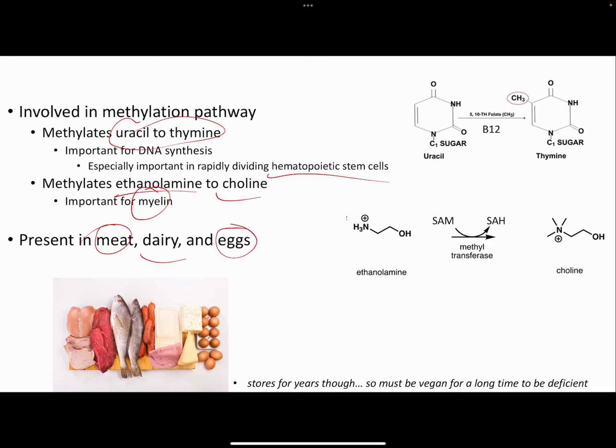Now, folate has only stores for a couple of weeks. You run out of folate, which is B9, pretty quickly. In addition to the increased demand, that's why pregnant women might have an issue. But cobalamin is there for years.